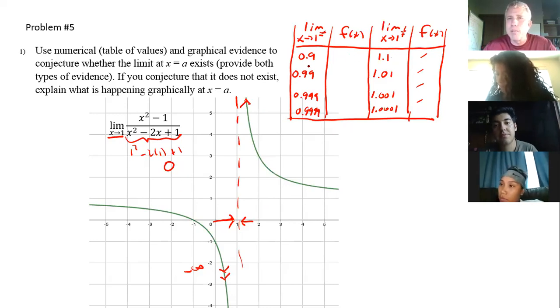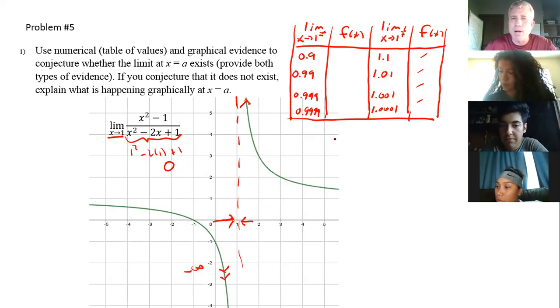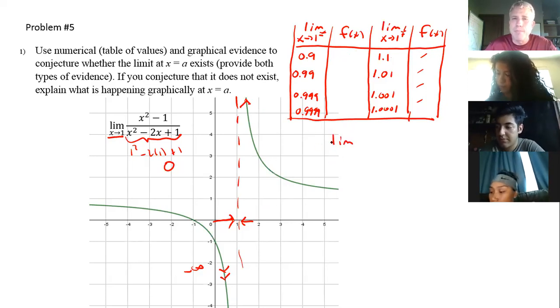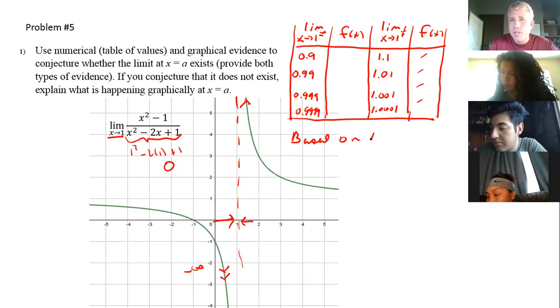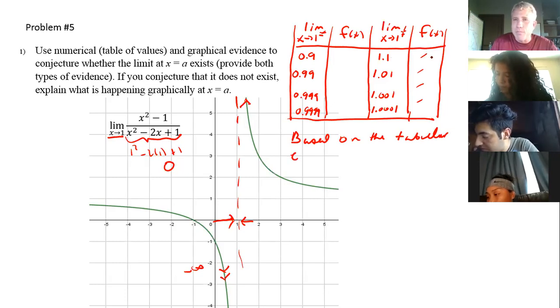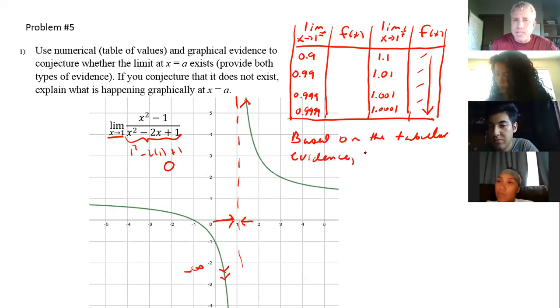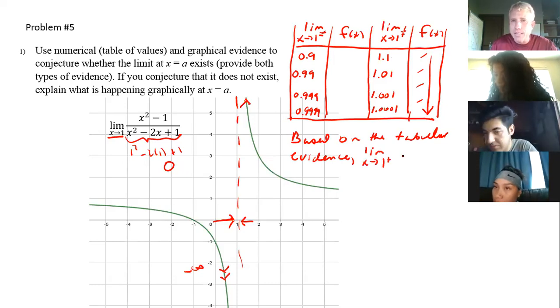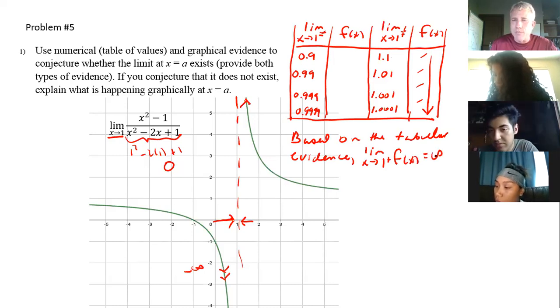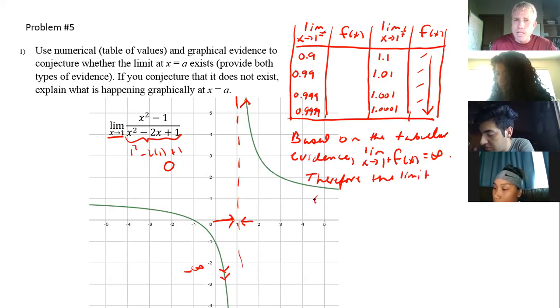You won't even need to say something about both sides. You would be able to say something like this: based on the tabular evidence, because you're going to have numbers getting increasingly large in here, the limit as x goes to 1 from the positive side of the function is infinity. And then we can say, therefore, the limit does not exist.